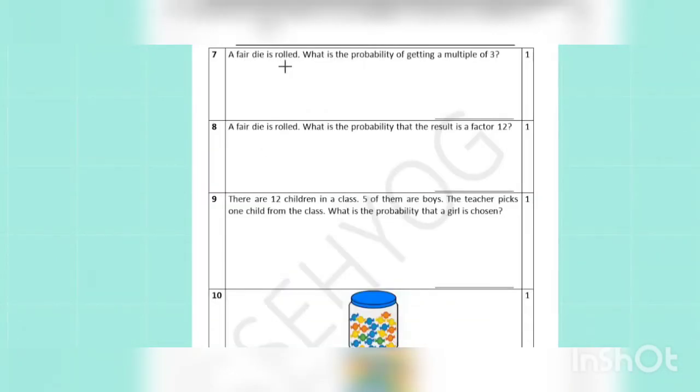In question number 7, a fair die is rolled. What is the probability of getting a multiple of 3? So out of the results in a die, let us check out. These are the results in a die, and out of this 3 and 6 are the multiples of 3. So there are 2 outcomes which are favorable out of a total of 6 results which can come. Now dividing both by 2, we get the probability 1 over 3.